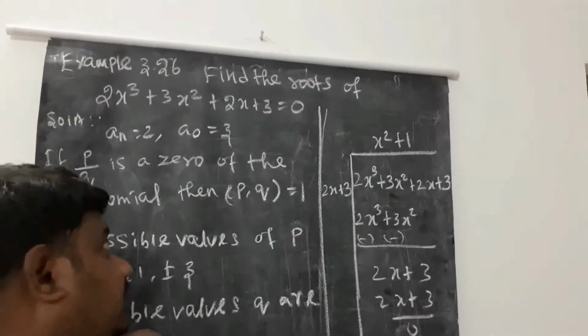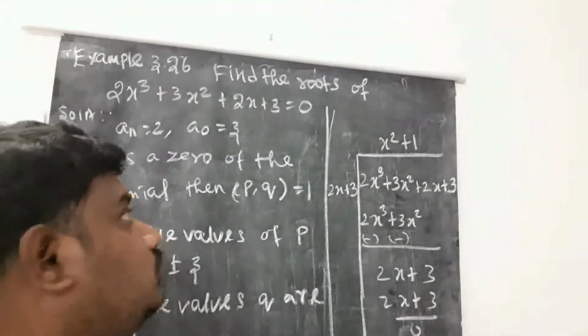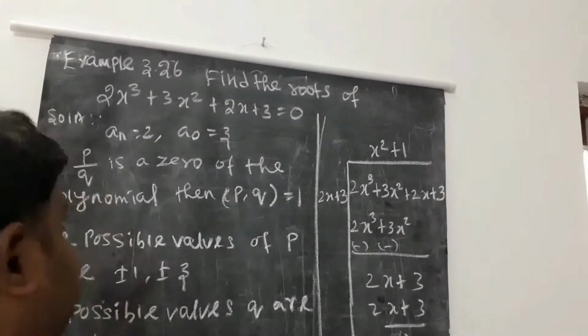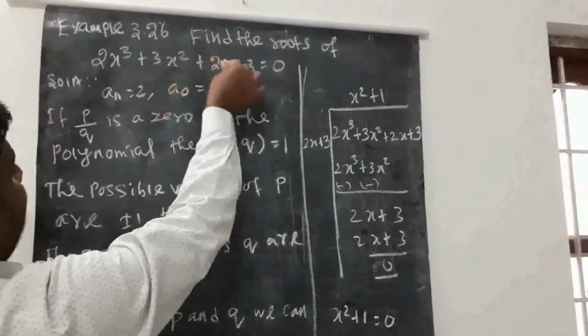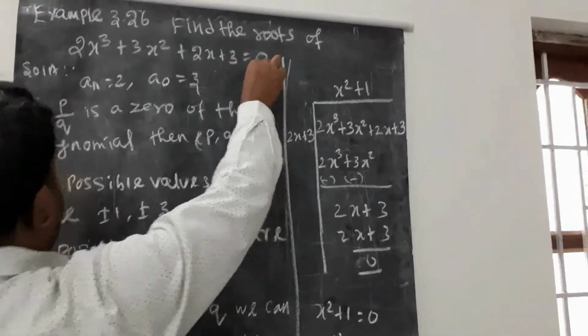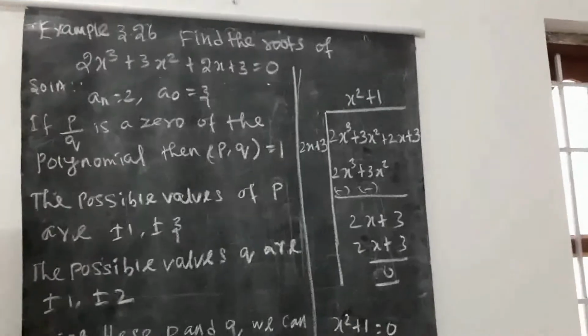In the previous class, we started with the fifth exercise, the rational root theorem. So we are using the rational root theorem to solve this equation. Find the roots of 2x cube plus 3x square plus 2x plus 3 is equal to 0. Example 3.26. We are using the rational root theorem. How to solve this equation?